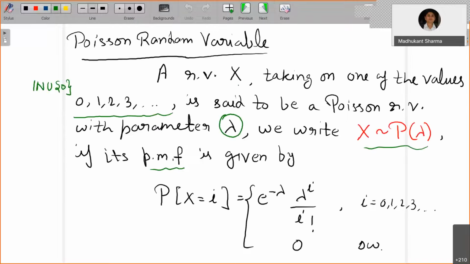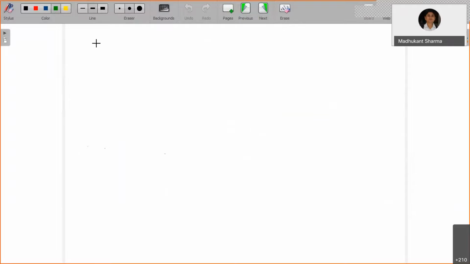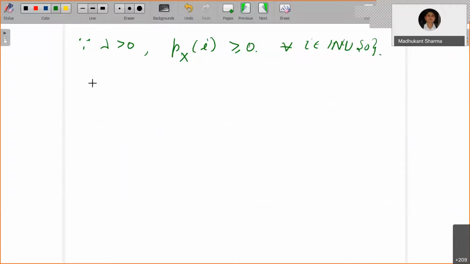So the Poisson distribution with parameter lambda, where lambda is greater than 0, not negative. Since lambda is greater than 0, p_X(i) is a non-negative function for all i belonging to the set of natural numbers union 0. The next is the second property: the summation i equals 0 to infinity of p_X(i).